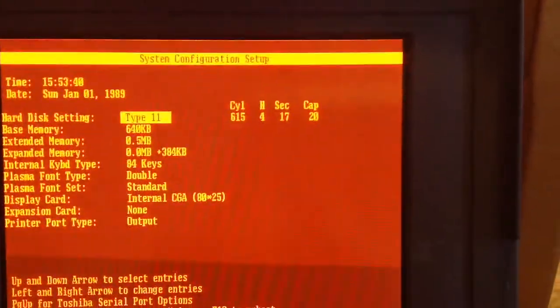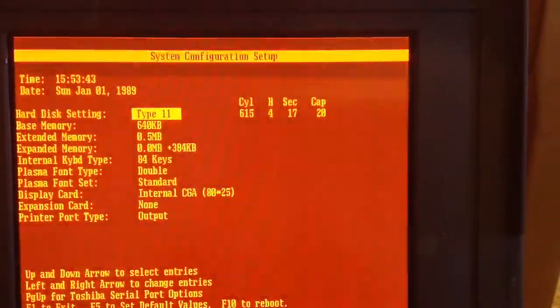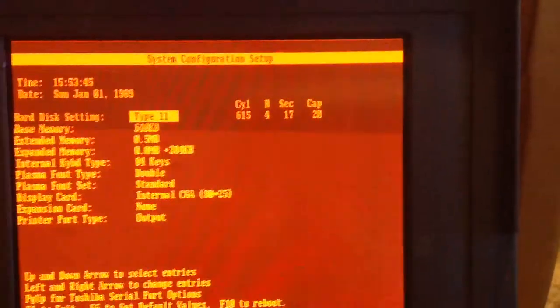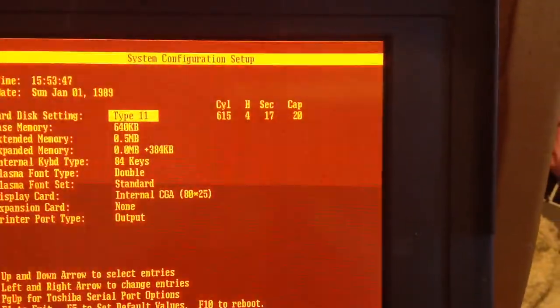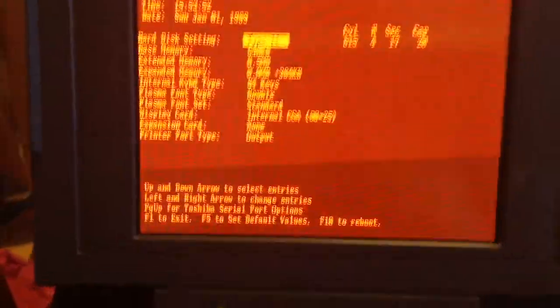615 cylinders, 4 heads, 17 sectors, and I don't remember what cap is. I think that's caps or something. I don't know. Tell me in the comments.